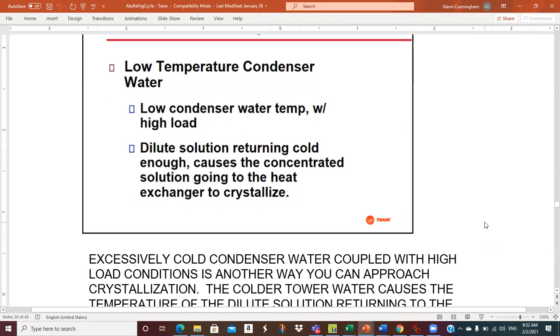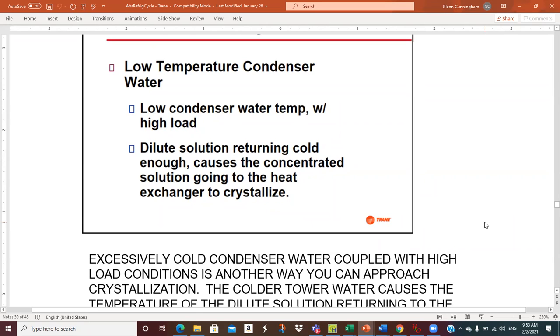Low condenser water temperature with high load, dilute solution returning cold enough, causes the concentrated solution going to the heat exchanger to crystallize. The concentrated solution is coming out of the generator. That's how it got concentrated: we drove the water out, because it's concentrated in terms of lithium bromide.